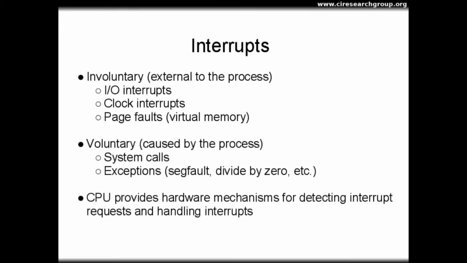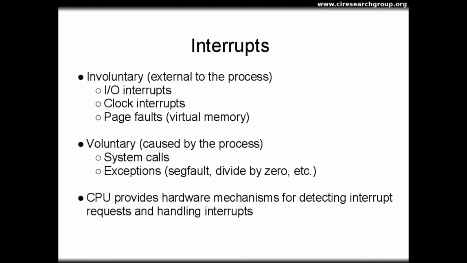One situation in which a mode switch might occur is when something called an interrupt happens. An interrupt is simply a situation in which the currently executing code is interrupted so that an event can be handled by the operating system. Interrupts can fall into two categories. We can have involuntary interrupts, which are external to running processes. These consist of things such as I/O interrupts, which are generated every time you press a key on the keyboard or perform any other I/O task, clock interrupts, which are timer mechanisms that can be scheduled to go off at a particular time, and page faults, which have to do with the virtual memory subsystem.